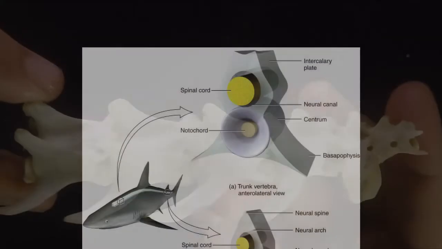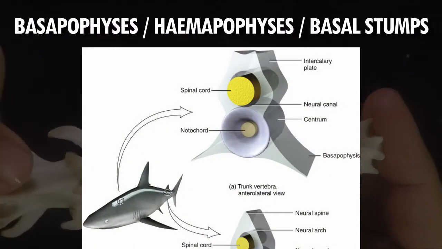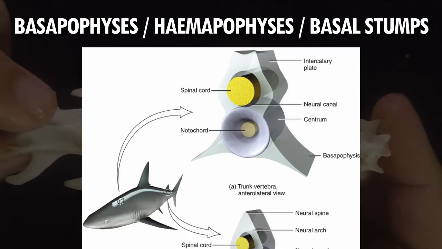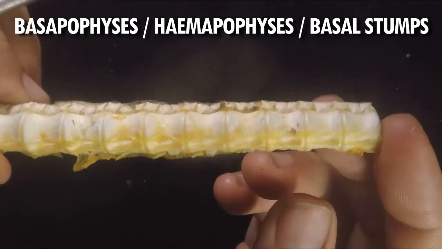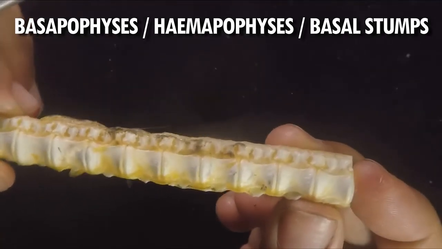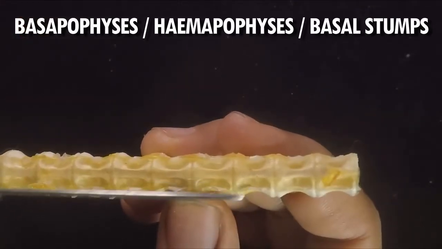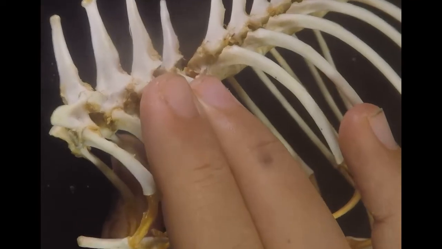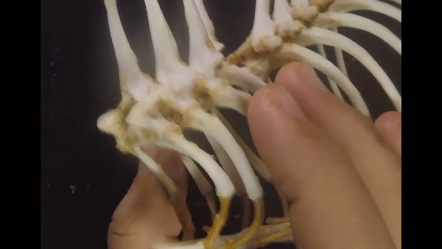The prezygapophysis of one vertebrae will articulate with the postzygapophysis of the other vertebrae, or of the vertebrae in front of it. Next we have basapophyses, or hemapophyses, or basal stumps. These are ventrolateral projections of your centrum, and in some animals, they kind of are the points of articulation of the hemal arch.